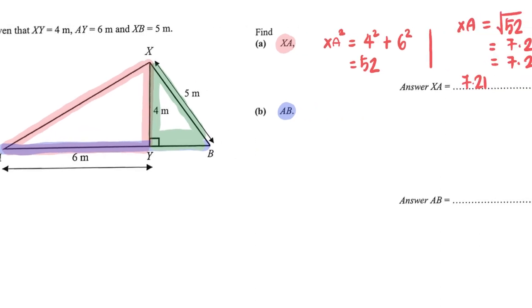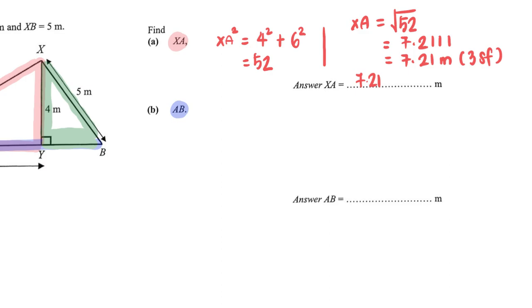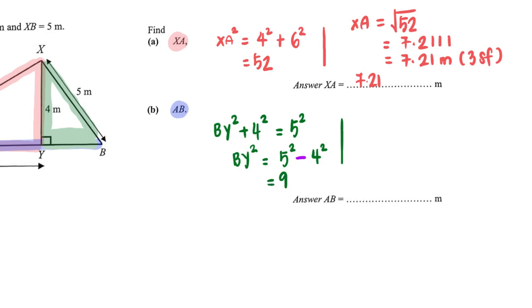My first step then would be to have my BY squared plus 4 squared, these two sides make the right angle, will be equal to 5 squared, the hypotenuse. Then you will see that I am going to minus 4 squared on both sides, so that you will see this. This will give me 9. So I will be able to get my BY easily. Square root of 9, which is equal to 3 meters.